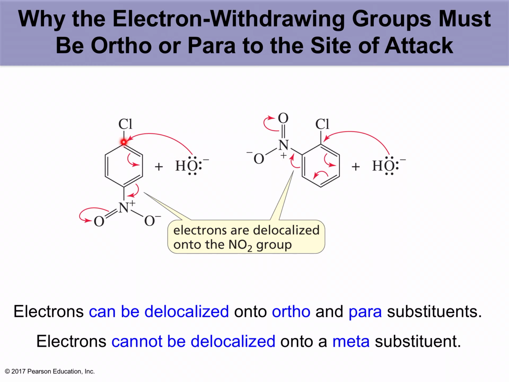Hydroxide attacks this carbon, the pi bond breaks, forms another pi bond here, this goes there, and then it goes all the way to this oxygen. That happens when it is in the para position or in the ortho position, like this. It has a nice flow of conjugation and then the resonance. Electrons are delocalized onto the nitro group. Electrons can be delocalized onto ortho and para substituents, but cannot be delocalized onto meta substituents. If they were in the meta position, you see it cannot do that.